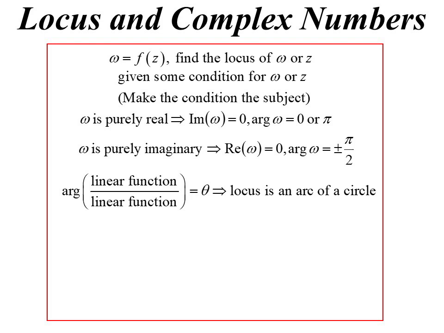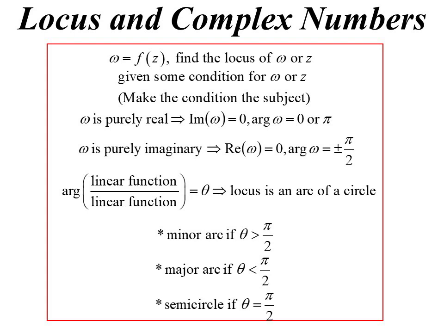Then you've got this interesting one that comes up a bit. You see this thing where it says argument, and then there's a fraction, and both the numerator and the denominator are linear functions, and it equals some value. That turns out to be an arc of a circle. Now, what type of arc? If that angle turns out to be greater than pi on 2, then I know it's a minor arc. If it's less than pi on 2, it turns out to be a major arc, and if it's equal to pi on 2, it turns out to be a semicircle. Okay, let's try a few.